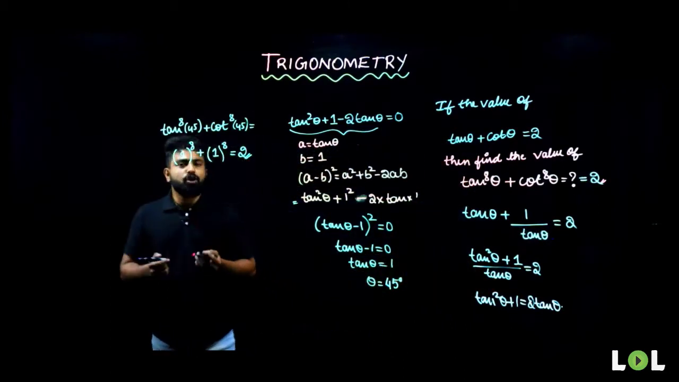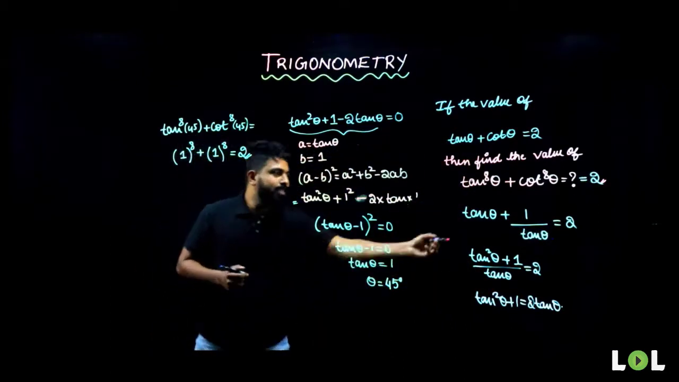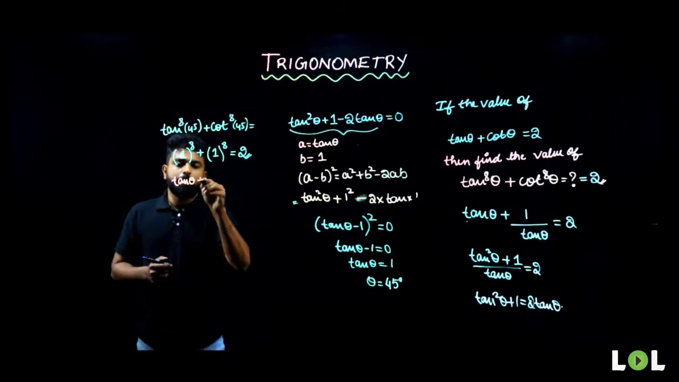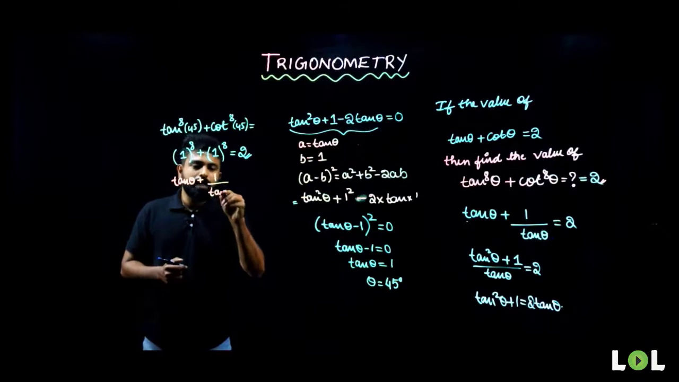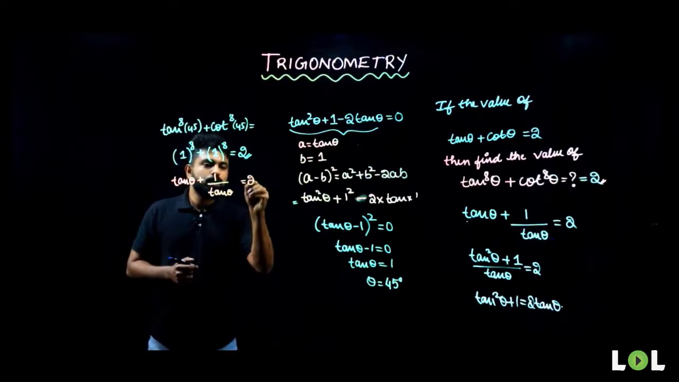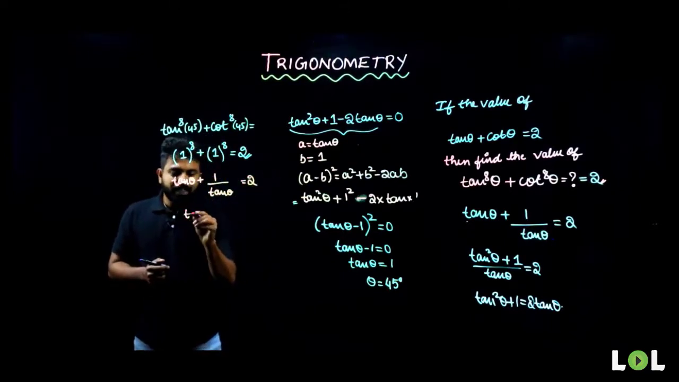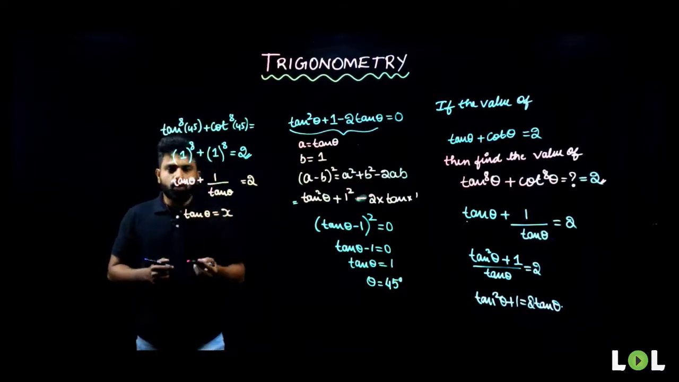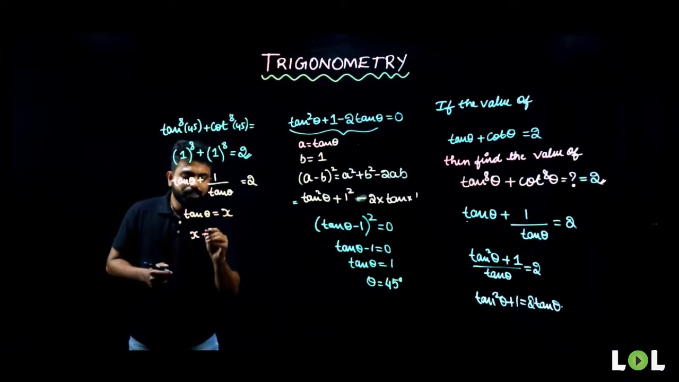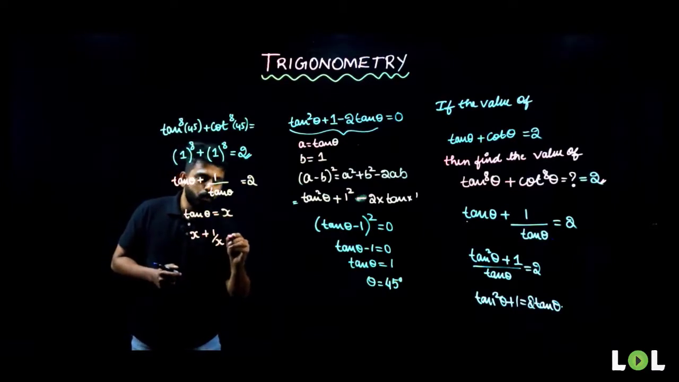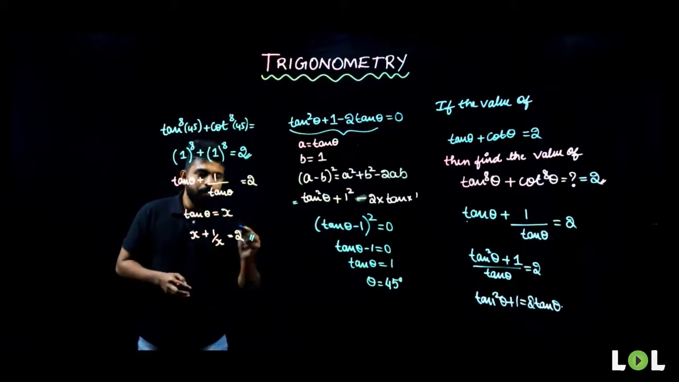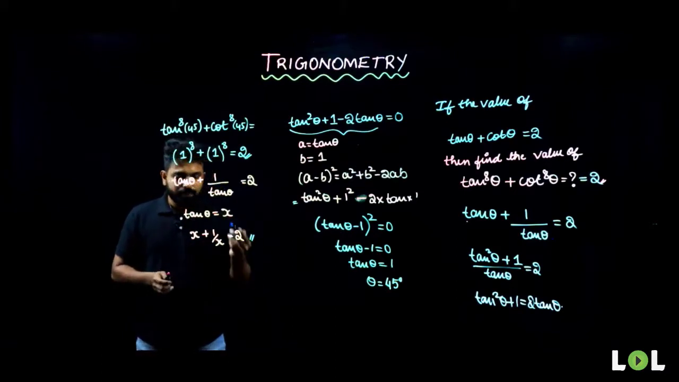So what is the other method of solving this? I'll write this equation once again. What have I got here? Tan theta plus 1 by tan theta is equal to 2. Now I'll consider my tan theta as x. So if I substitute here, what will I be left out with? X plus 1 by x is equal to 2. Whenever the given question is of this form, you can directly tell that the answer will always be 2.